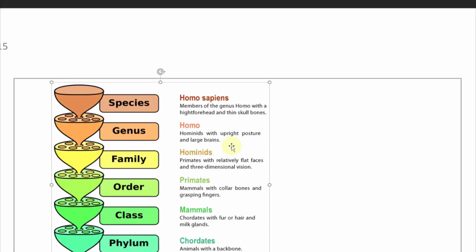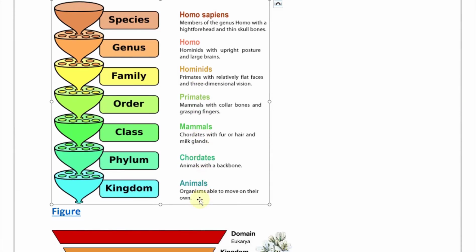Start from animals here, and this has a description just to illustrate the difference. Animals are organisms able to move on their own. That's the kingdom. Then you have the phylum, which is chordates, animals with a backbone. And then the class for humans is mammal, a chordate with fur or hair and milk glands.